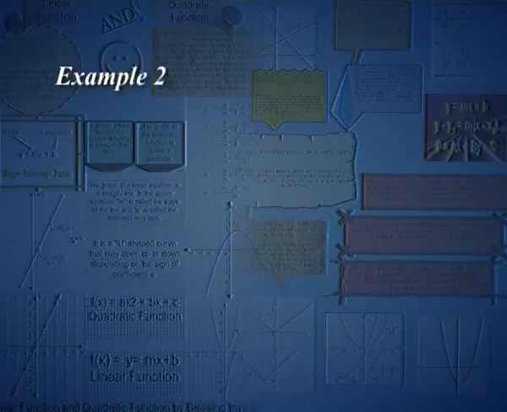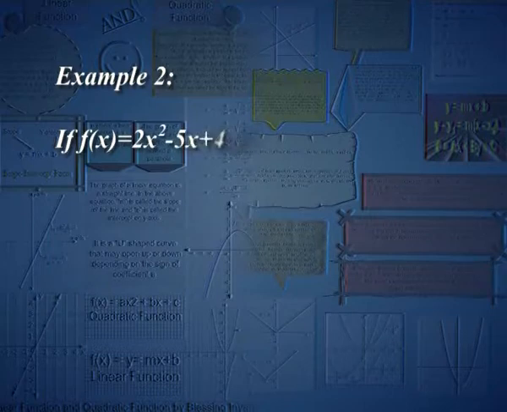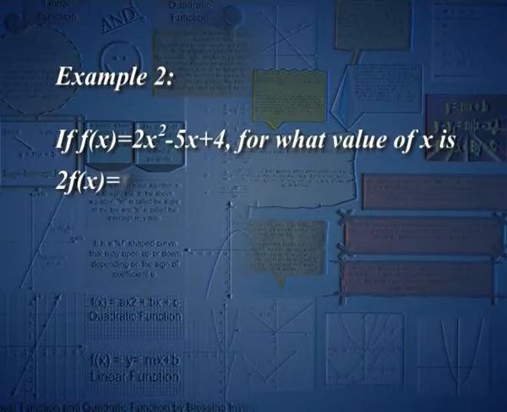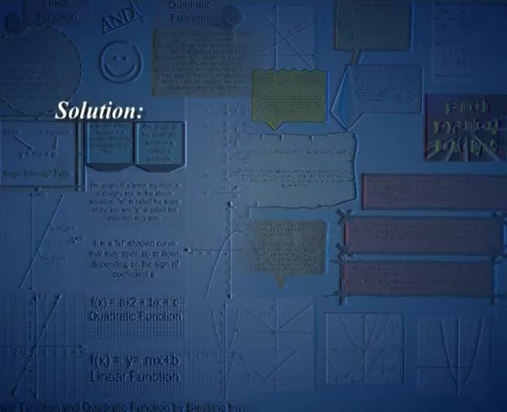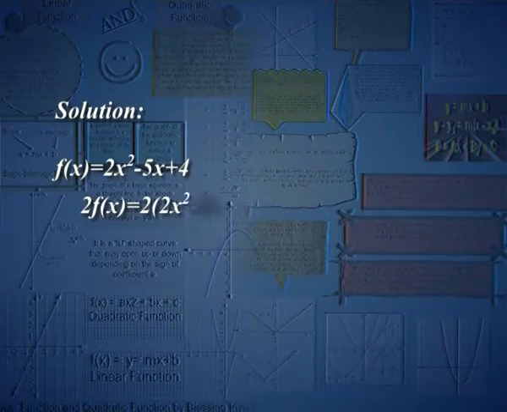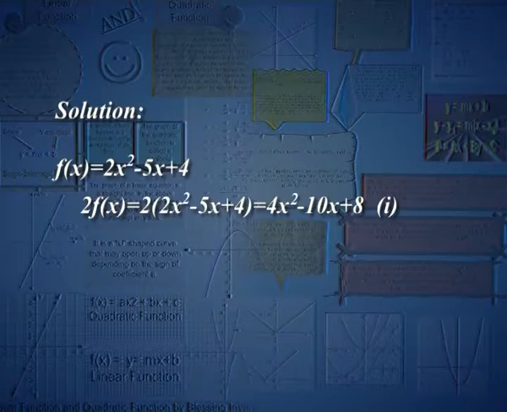Now let's take a second example. If f(x) = 2x² − 5x + 4, for what value of x is 2f(x) = f(2x)? The solution to this can be given as f(x) = 2x² − 5x + 4. Now 2f(x) can be written as 2 × (2x² − 5x + 4), which is 4x² − 10x + 8, and let's make this equation 1.